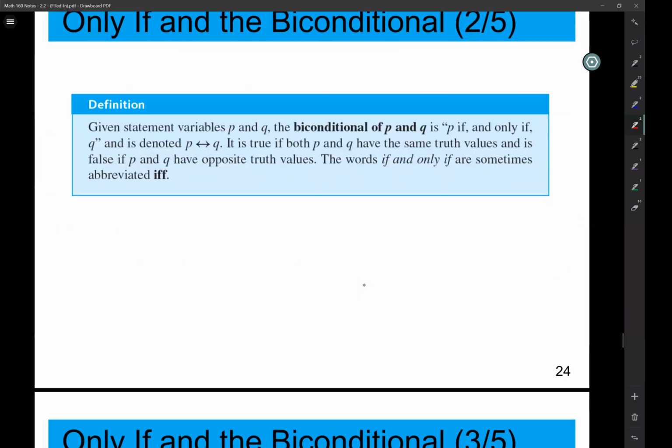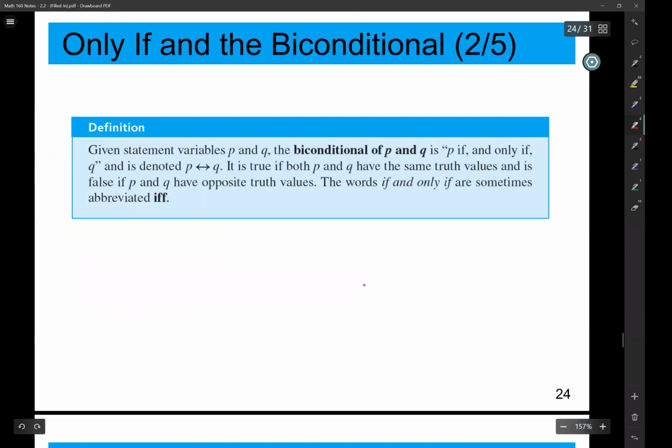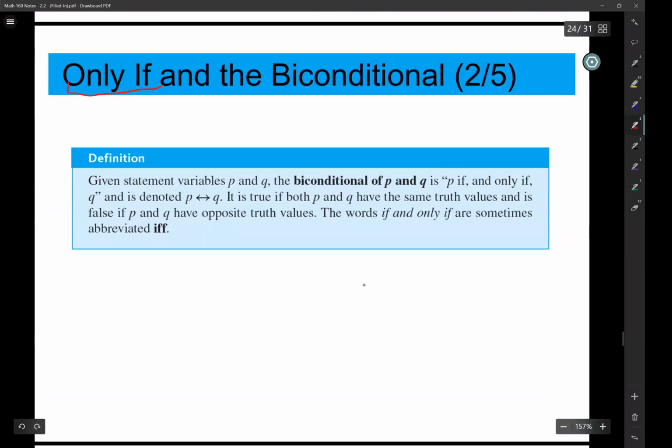You're going to hear the phrase "only if" a little bit in your book, it's not that important to me. What's really important is the word biconditional. Biconditional is super important, and what it says is P if and only if Q. We write that with the double arrow here. You also might see me write "iff", which stands for if and only if.